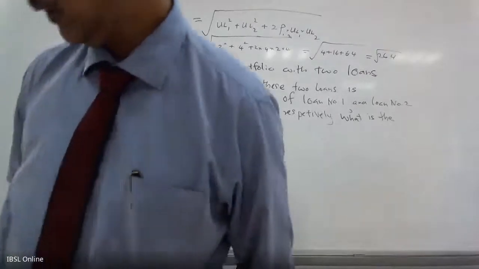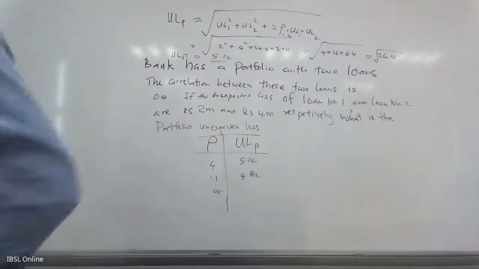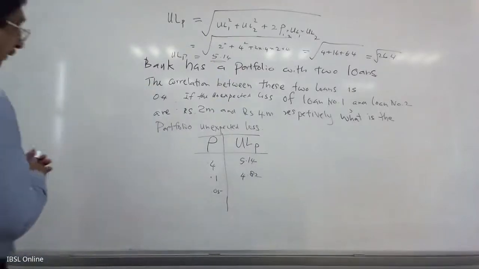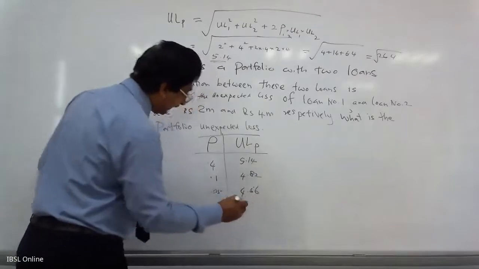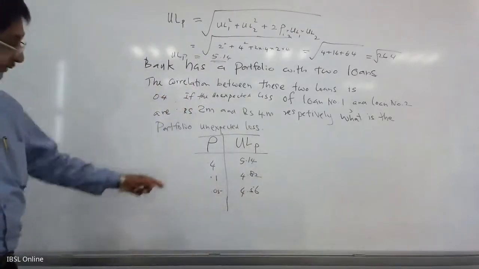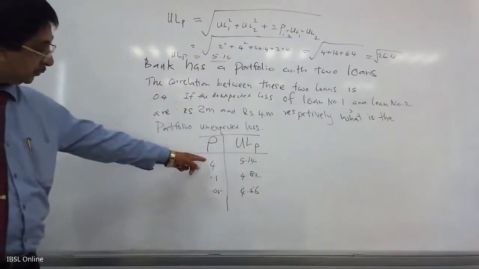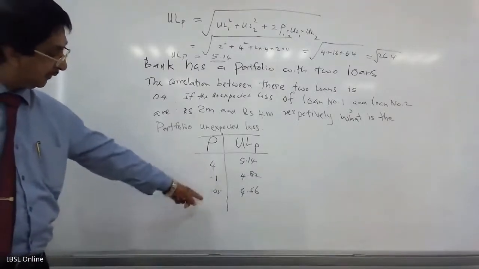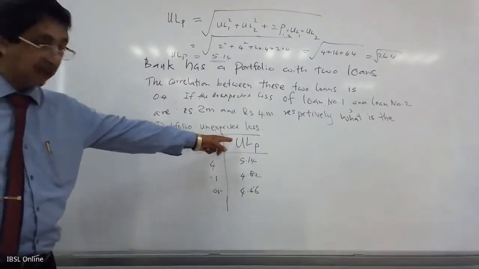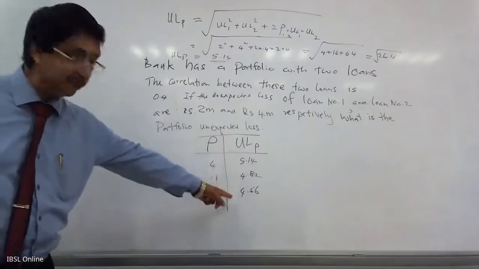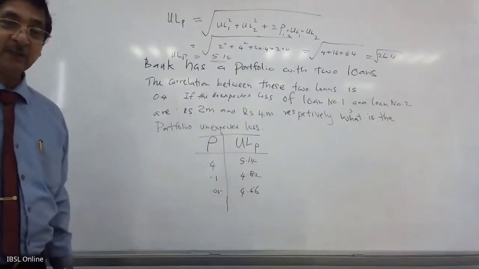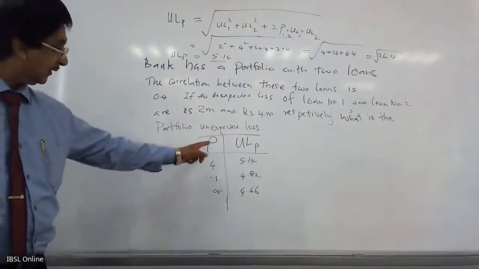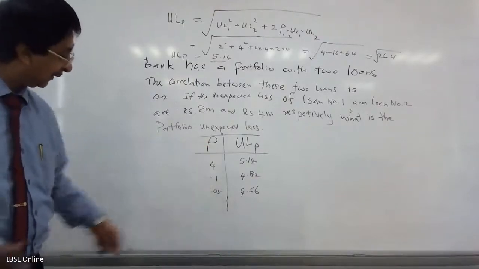So when rho is 0.05, the portfolio unexpected loss is only 4.56. Now you can see the difference. When rho becomes lower and lower, the unexpected loss of the portfolio becomes lower. Now we can do another experiment. Let's see what will happen when rho is 0.